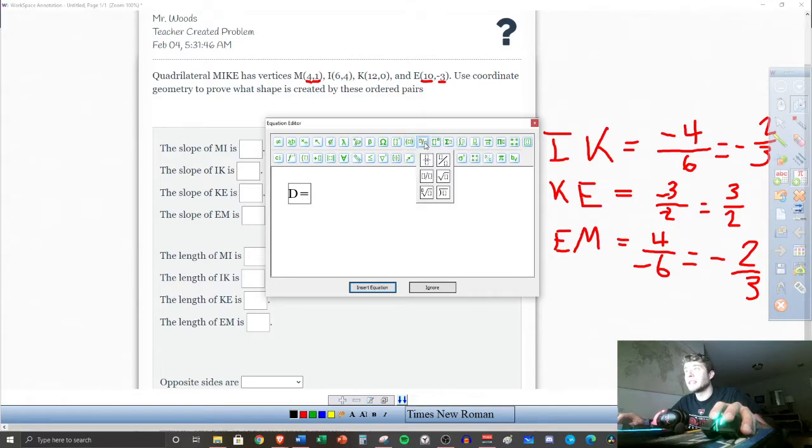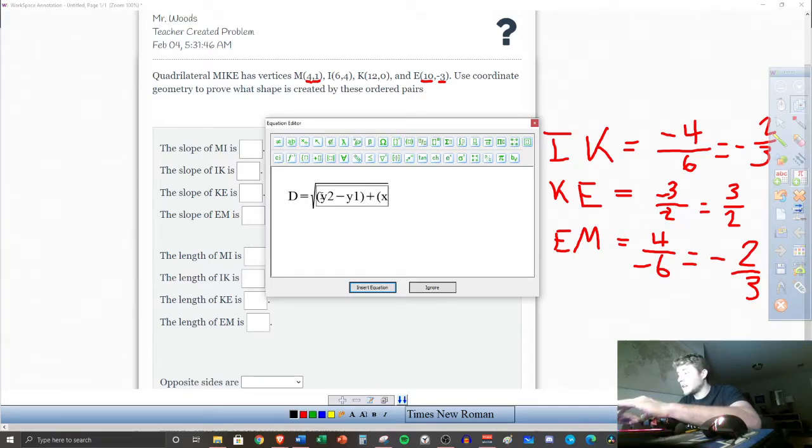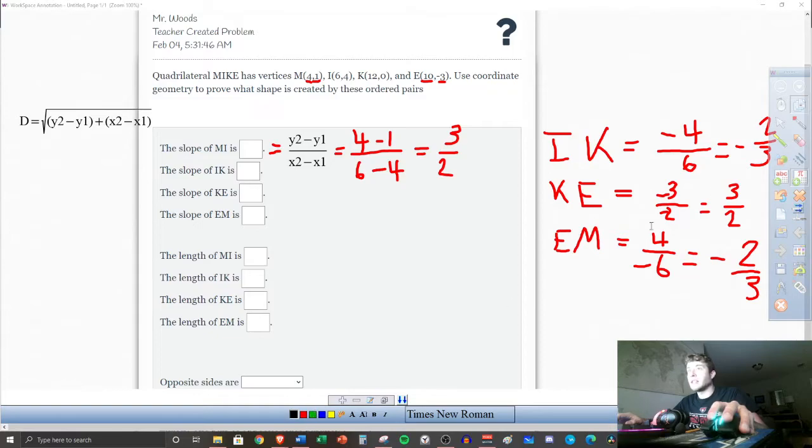I remember finding this last time. Oh, it's right here. Okay. So we have y2 minus y1, we'll square that, plus x2 minus x1, squared. That is our formula. Let me just add the squares to it.